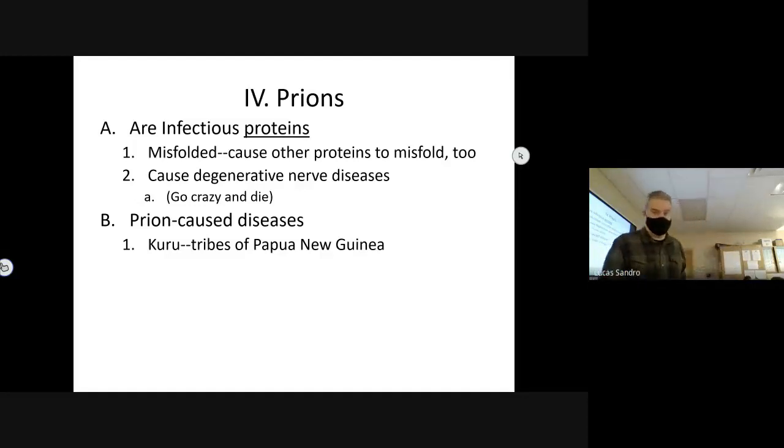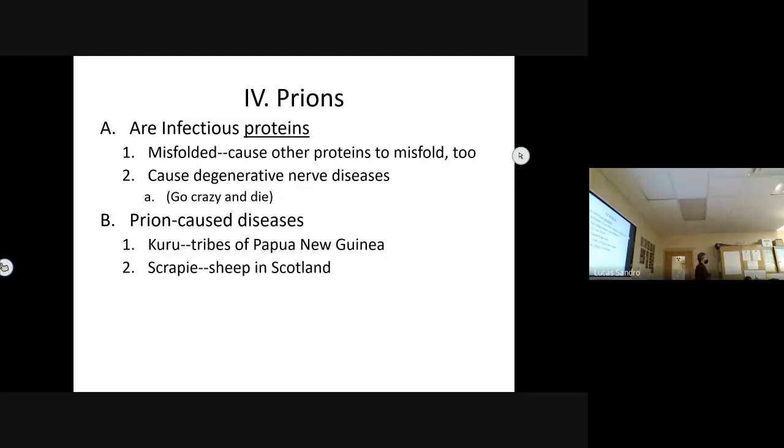Next, we have a disease called scrapie, which affects sheep in Scotland, or did. It's called scrapie because the compulsive behavior in the sheep in the early stages often involves them rubbing against fence posts until they rub their skin off.